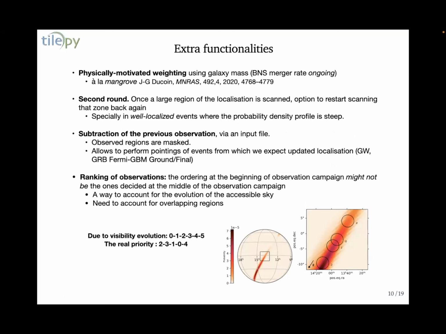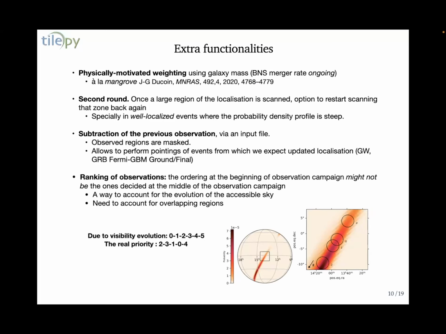Other functionalities that are part of this scheduling code: we allow the use of a physically motivated weighting. This is an approach that is outlined in this paper. We call it mangrove because that's what they call it as well. That's the name they gave it. For now, we are weighting by the galaxy mass, but we could also weight by the BNS merger rate that is now included in the GLADE Plus catalog.